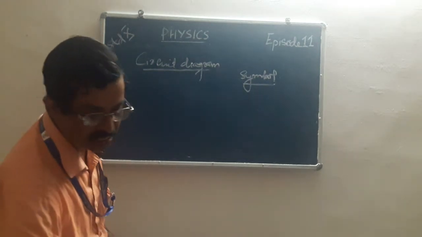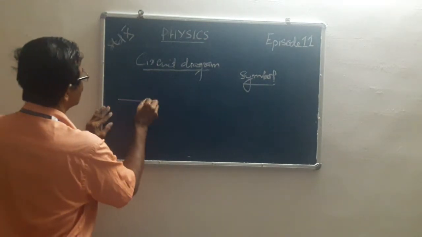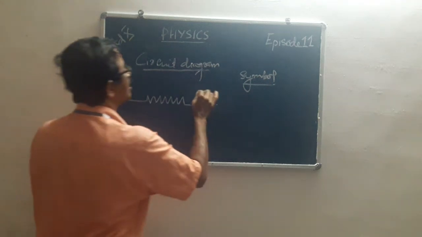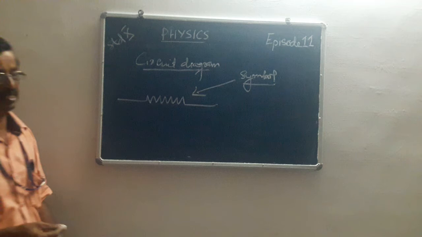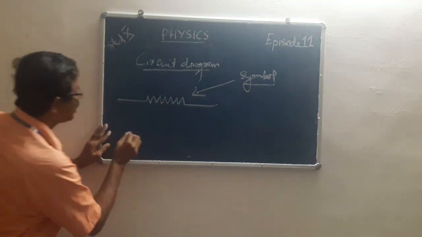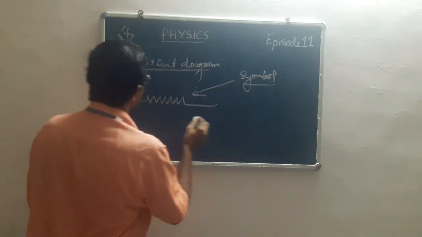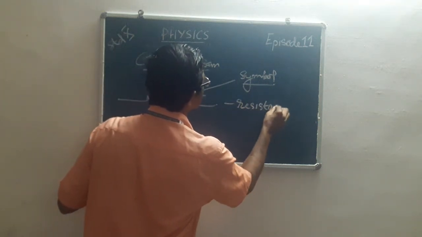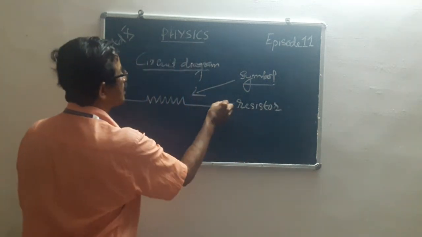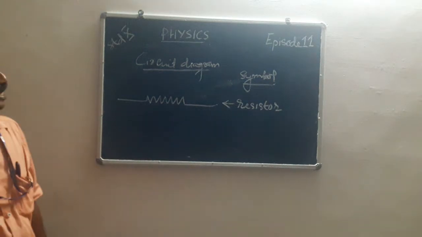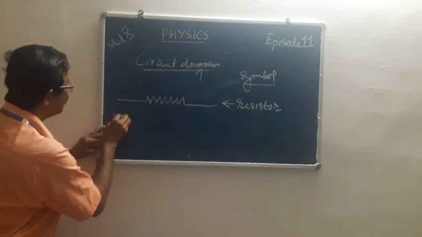For resistor, this is the symbol of a resistor. And the symbol of resistor is this one. Suppose it is a variable resistor.